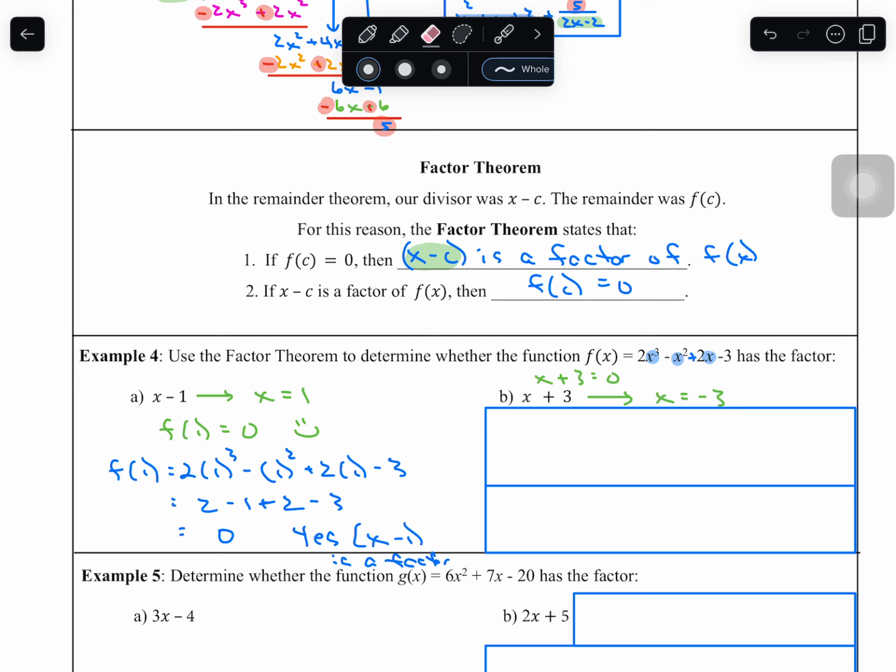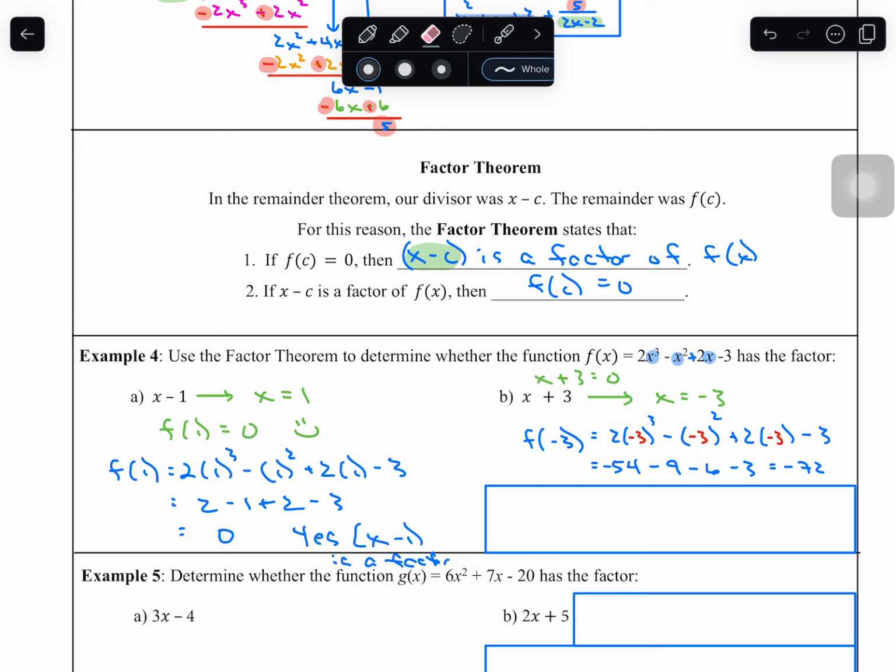Okay, so I use the same technique as A. I went ahead and plugged in -3 everywhere into the function, and it turned out I got negative 54 minus 9 minus 6 minus 3 equals negative 72. And because this is not 0, when we evaluated it at that value and we didn't get 0, that automatically tells me that x plus 3 is not a factor. Okay?